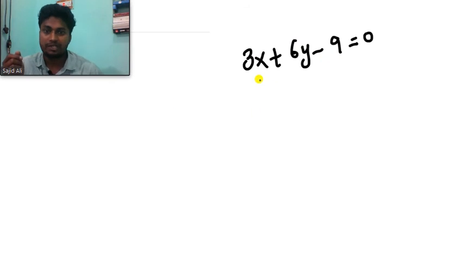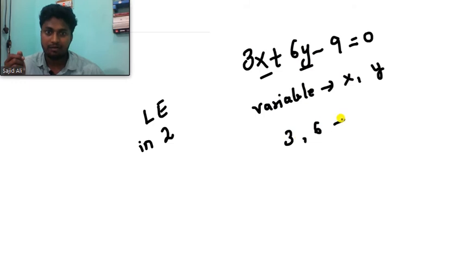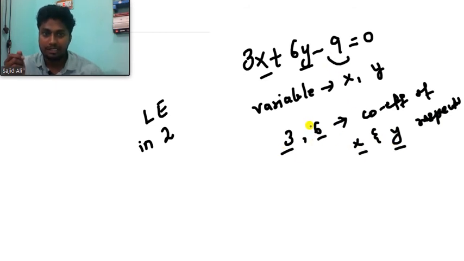So which type of equation is this? You have to look for the degree. It is a linear equation in two variables. So which are the variables? Variables means what? Which can be changed. The value of that can be changed, x and y. 3 and 6 are what? They are the coefficients of x and y respectively. Respectively means what? 3 is the coefficient of x and 6 is the coefficient of y, and the one which is left alone, that is minus 9, you have to look for the sign also.